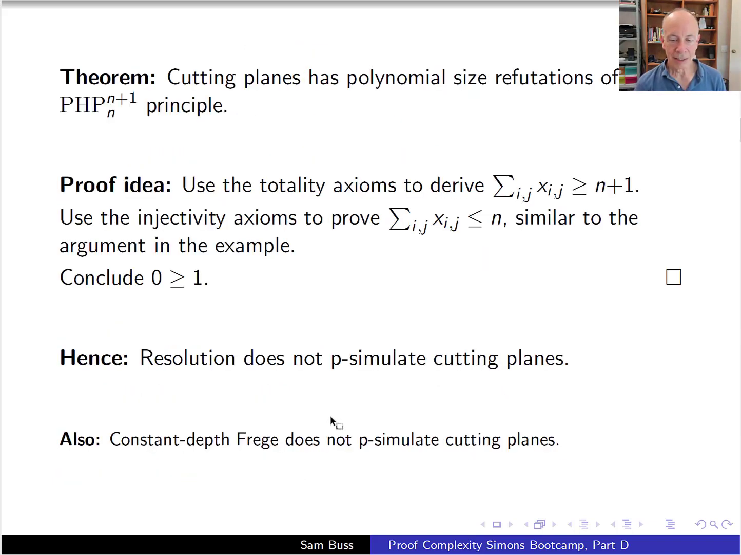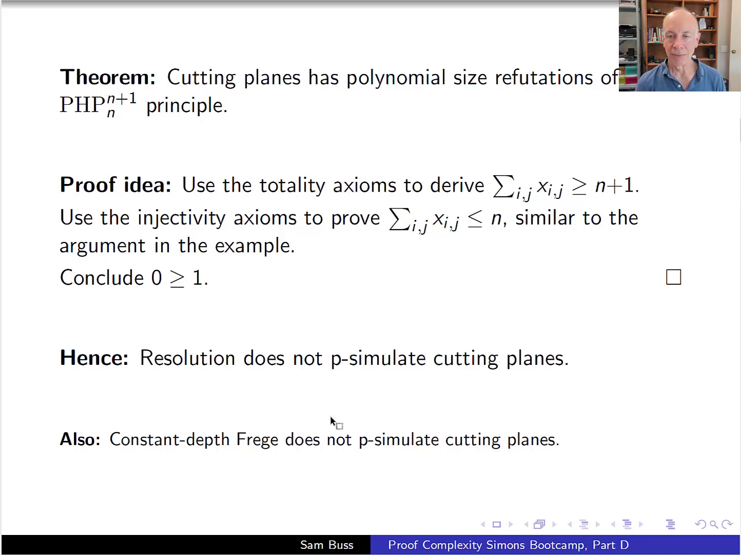So a nice but simple theorem is that cutting planes has polynomial size refutations of the clauses expressing the negation of the pigeonhole principle. So let's just reformulate this as inequalities. The totality axiom says the summation over j of xij is greater than or equal to 1. Injectivity axiom says the summation over i of xij is less than or equal to 1. So you can derive these things similar to the argument on the previous slide.